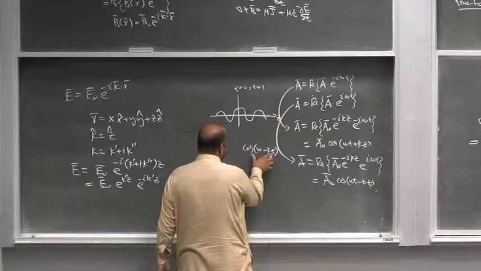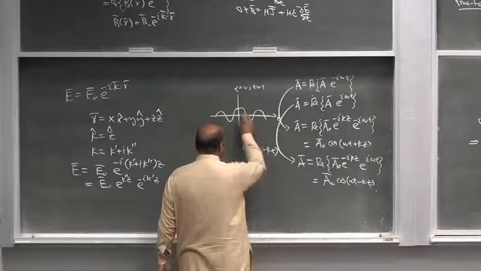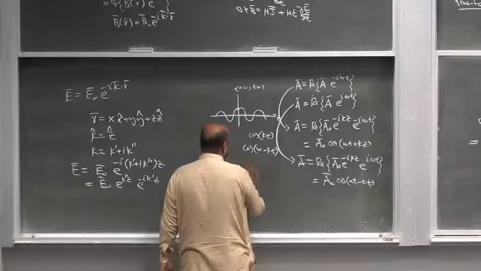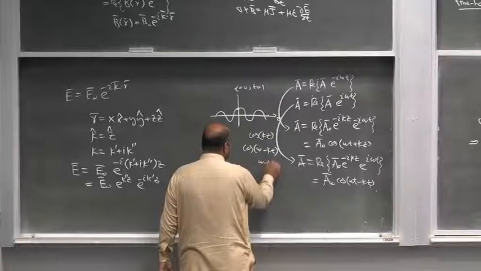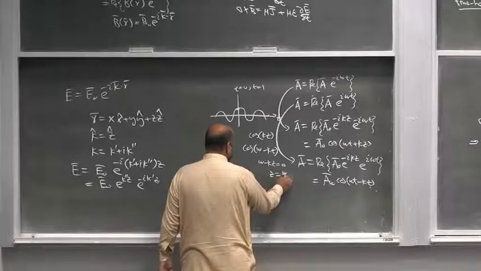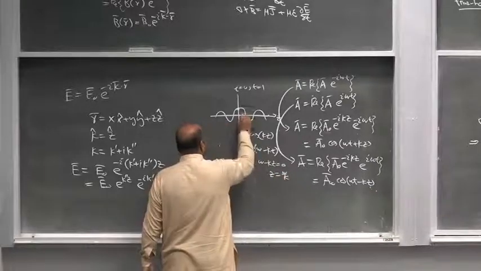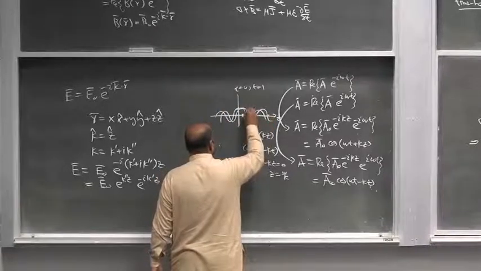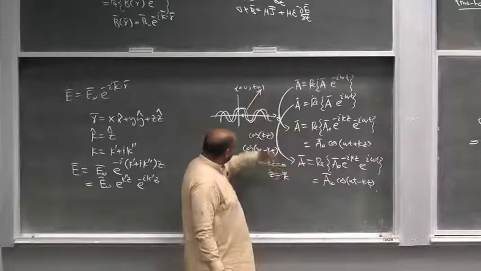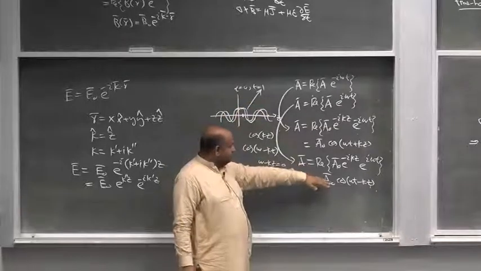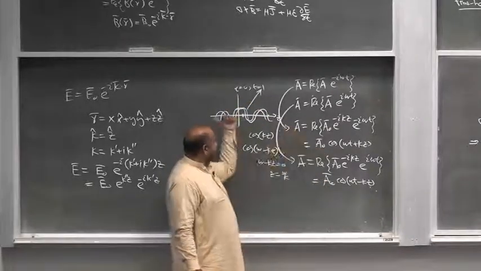So the plot of this function is that whatever was happening at z is equal to 0 in this thing will now happen at omega minus kz is equal to 0, or z is equal to omega over k. So this is the plot at t is equal to 1 for this function. So when t is increasing, this function is moving in this direction. So this is a positive z moving wave, and this is a negative z moving wave.